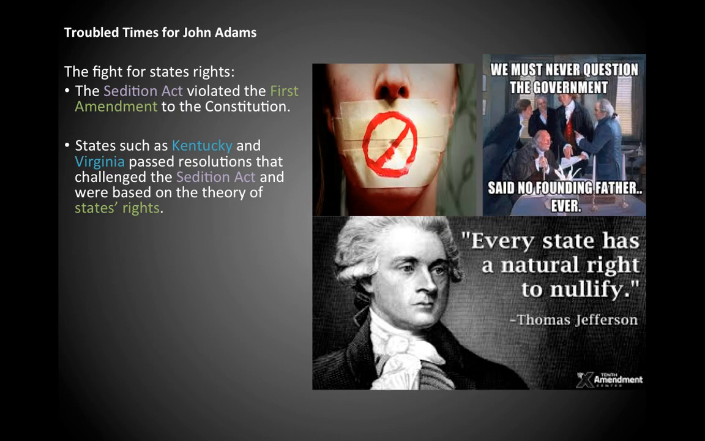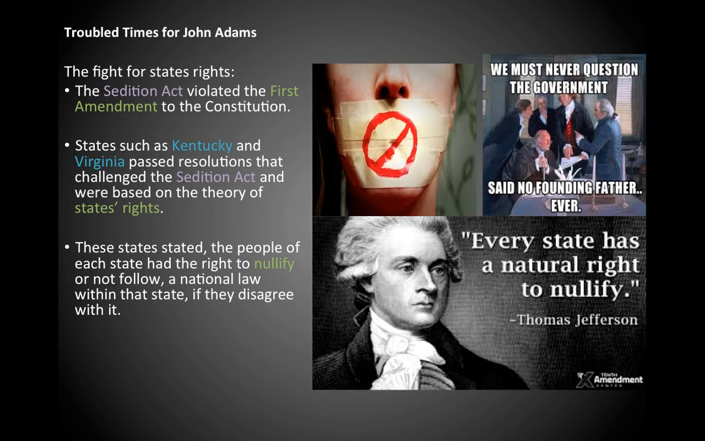Okay, so how do you challenge this? Well, the Democratic Republicans tried to challenge it based on the theory of state rights. So states like Kentucky and Virginia passed resolutions or laws in their states saying that they were not going to have to follow these laws, that they could ignore these laws. They felt that they had the right to nullify or not follow a national law. An individual state taking a stance against a national law. Right? And that was one of the first times that this was challenged. And this is a question that's going to be brought up later on in U.S. history. Okay.